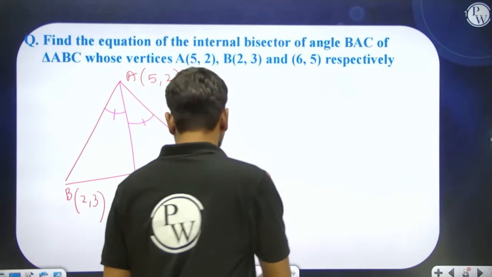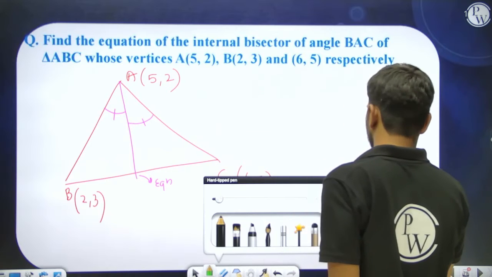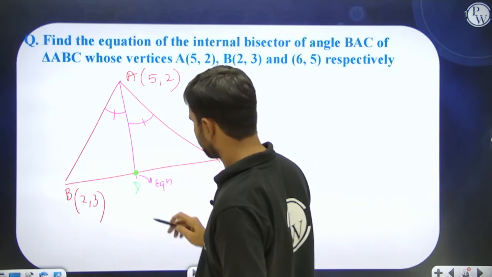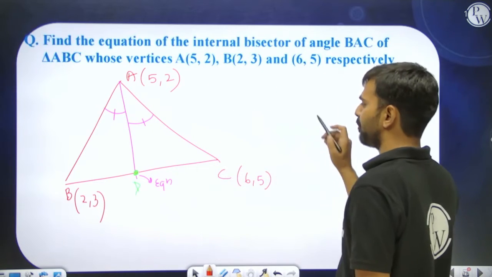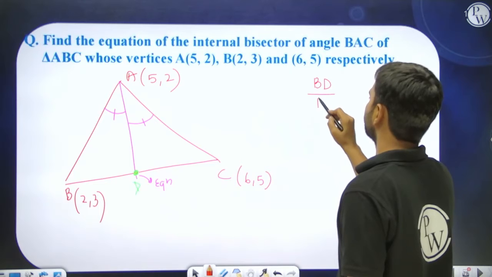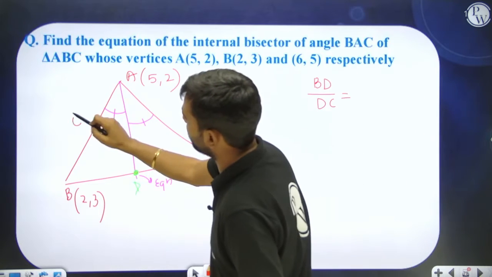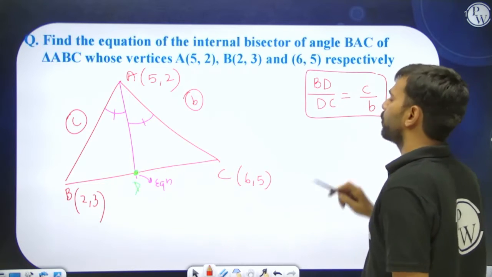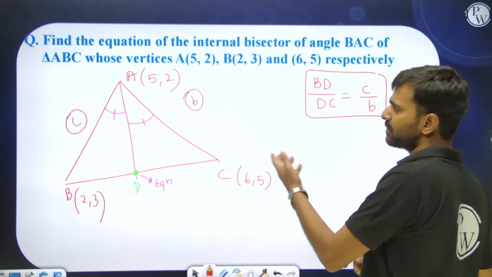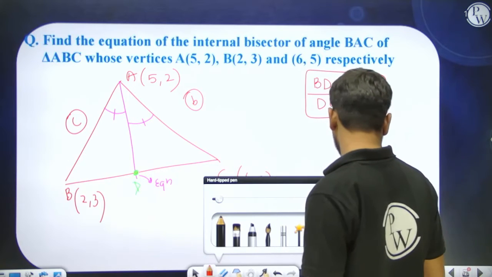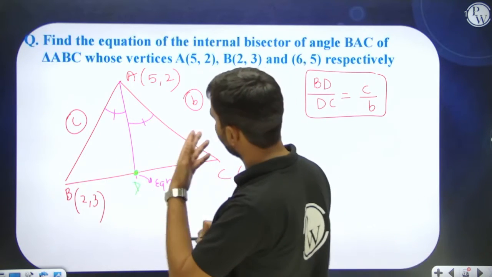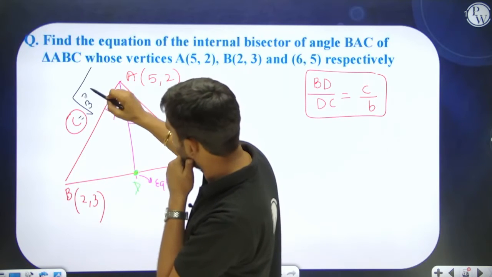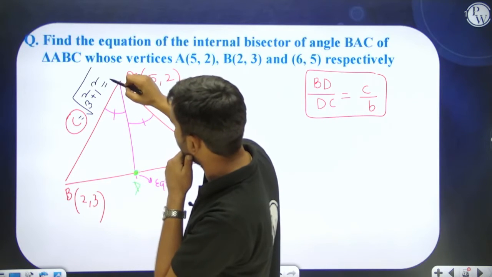So there are multiple ways. One way is we can first find out this point. If you remember, let's say if this is D, then I told you one thing, that BD upon DC is going to be, if this length is c and this length is b, then it is going to be c by b. So one way is you can find out the ratio BD upon DC first, because this length is very easy to find out. Under root of (5 minus 2) square, that is 3 square plus 1 square. So this is going to be root 10.